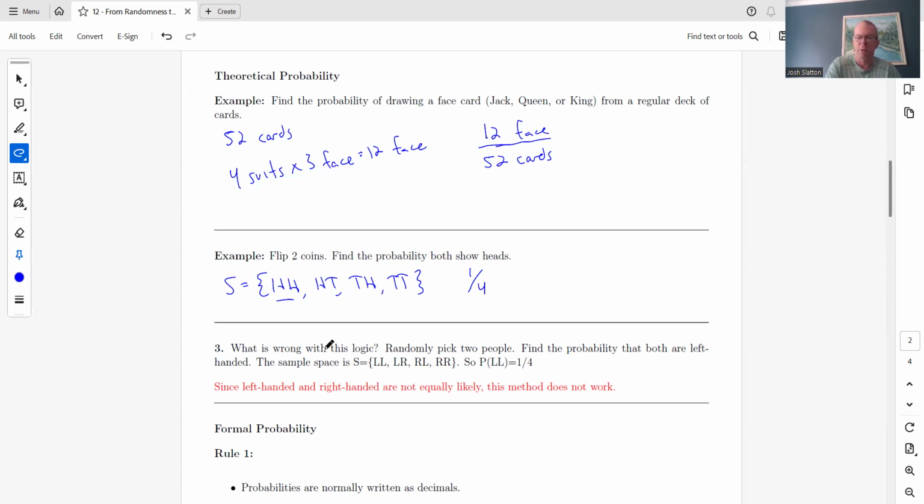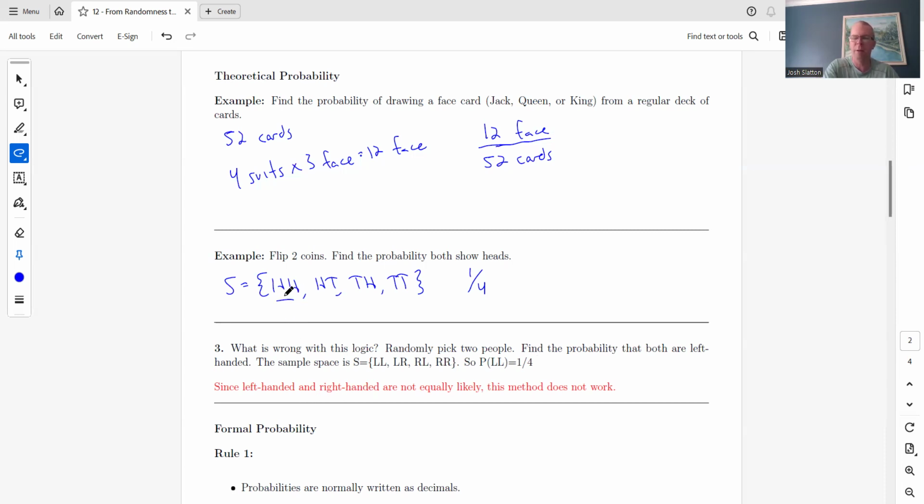So what is wrong with this logic? Randomly pick 2 people, find the probability that both are left-handed. Sample space is left-left, left-right, right-left, right-right. So the probability of getting both left-handed is 1/4. Well, that does not work because left-handed people are way more uncommon than right-handed people. It's not a probability of 50% that you get right-handed. The probability is way higher that you get right-handed.